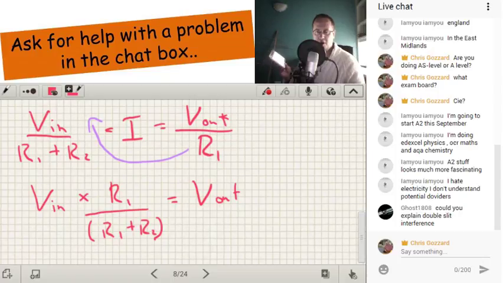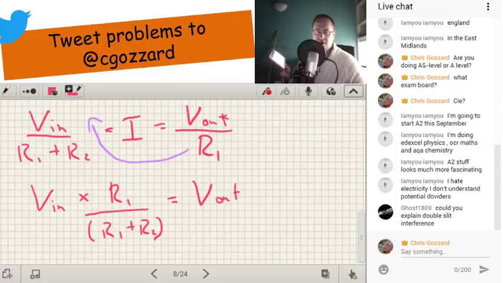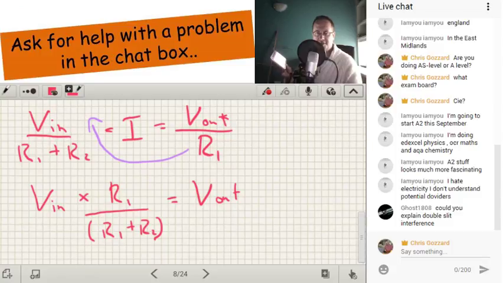Joined by Ghost 1808. Could you please explain double slit interference? Okay, well, I will try. How was that? Does that make any more sense for potential dividers? I hope so.